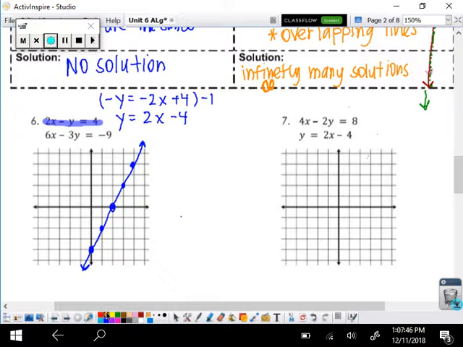Okay, second line I'll do in orange. I'm going to do the same thing and put that into slope-intercept. We will have negative 3y equals negative 6x minus 9. Divide everything by negative 3. So y will equal 2x plus 3. So here the y-intercept is 3. Our slope again is 2.